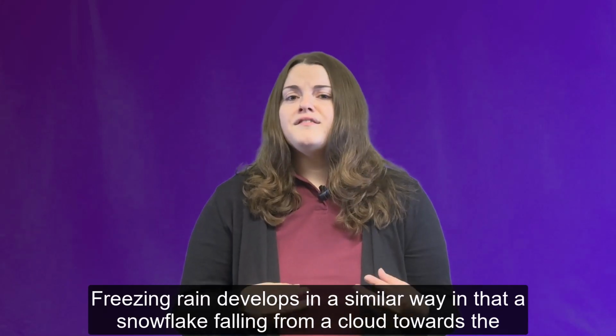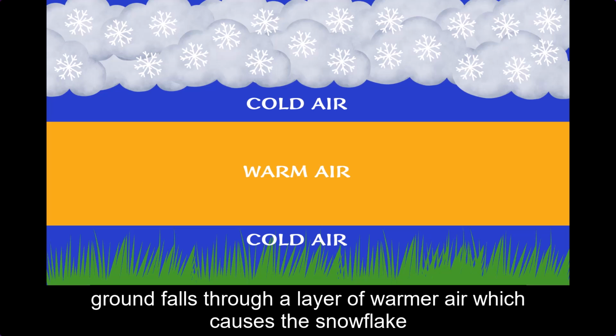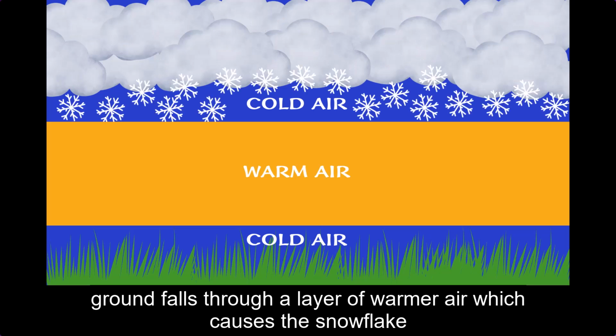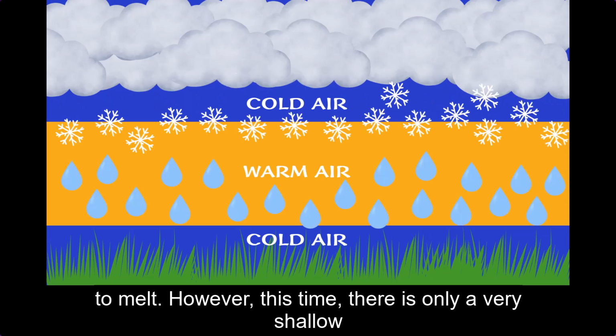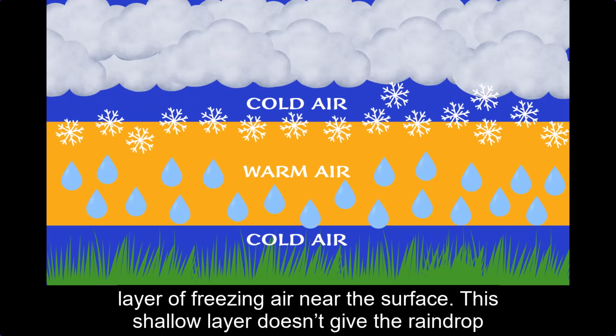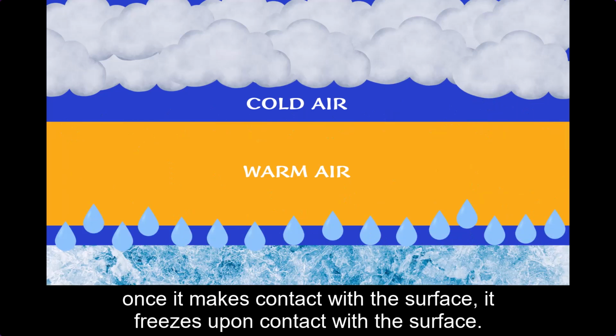Freezing rain develops in a similar way in that a snowflake falling from the cloud to the ground falls through a layer of warmer air, which causes the snowflake to melt. However, this time, there was only a very shallow layer of freezing air near the surface. The shallow layer doesn't give the raindrop enough time to refreeze into an ice pellet like sleet. Instead, once it makes contact with the surface, it freezes upon contact with the surface.